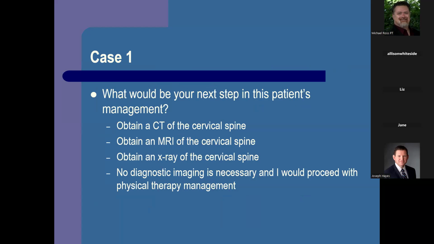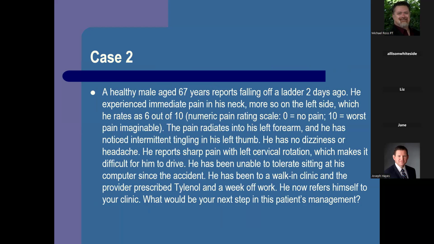And then we'll go and we'll do case 2. Healthy male, aged 67, fell off a ladder 2 days ago. Immediate pain in his neck, more so on the left. 6 out of 10 pain. He has symptoms into his left forearm, and he has some intermittent tingling in his left thumb. No dizziness or headache. Sharp pain with left cervical rotation makes it difficult for him to drive.